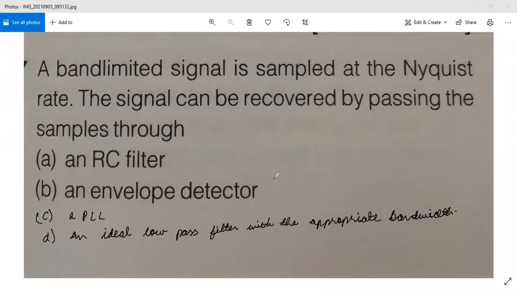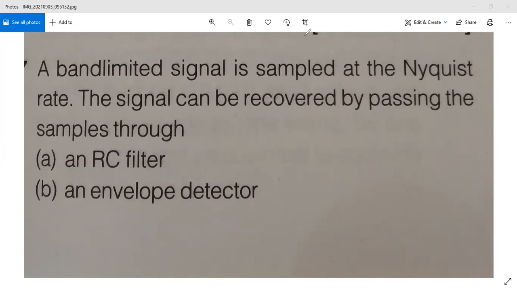Okay, so we have a signal, sample signal hai, Nyquist rate पर sample किया गया है. So we can recover it by passing the samples through an RC filter and unit detector? ये नहीं है. So PLL, PLL का इस्तेमाल हम कहाँ पर कर रहे थे? In case of FM, frequency modulation. Yes, so this is the appropriate answer, an ideal low pass filter with the appropriate bandwidth. Okay, so जो भी signal हमारे पास आएगा that will be passed through a low pass filter, an ideal low pass filter. Okay, so let us move to the next question.